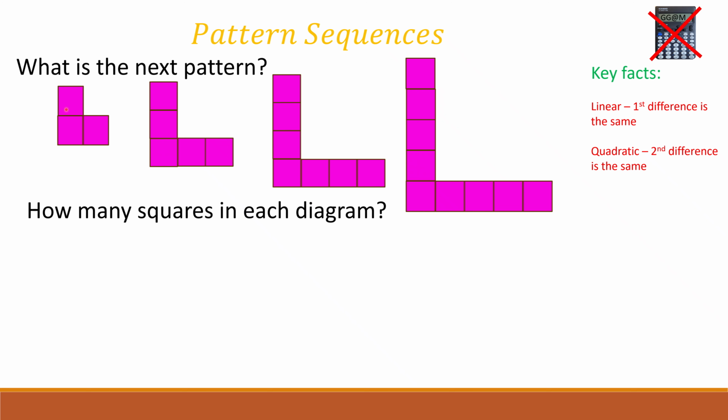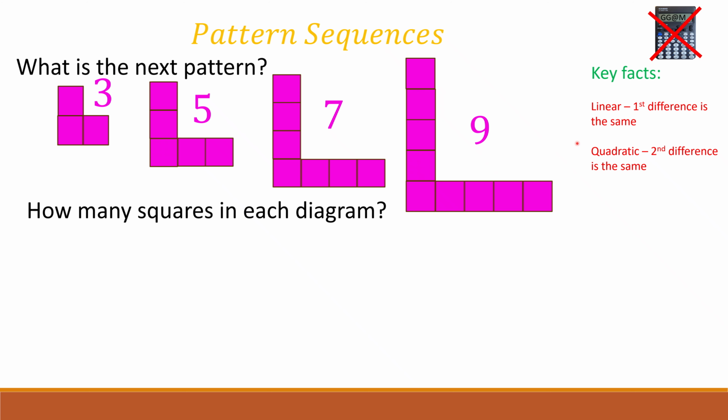Fantastic, so you should be able to see on the first one we've got 1, 2, 3 squares. The next one I've got 1, 2, 3, 4, 5 squares. Then I've got 7 squares. Then I've got 9 squares. So this is my sequence, and this is a linear sequence that we're going to be looking at, and we'll explain why it's a linear sequence shortly.